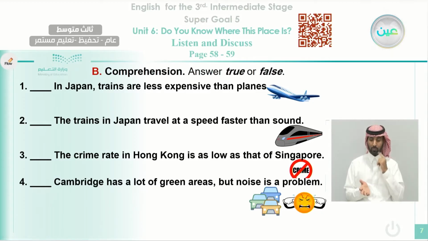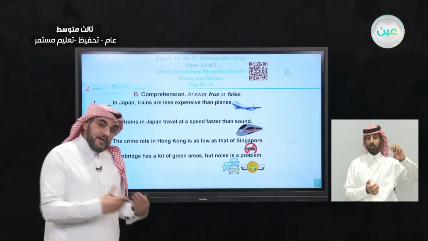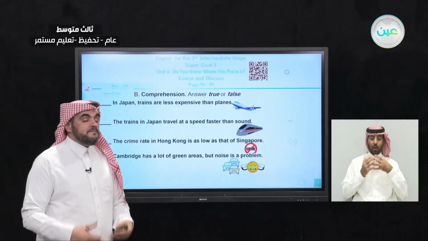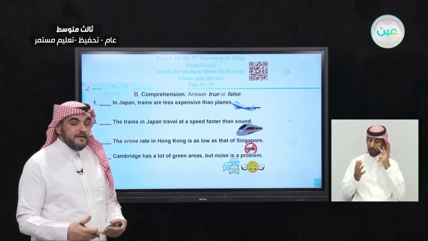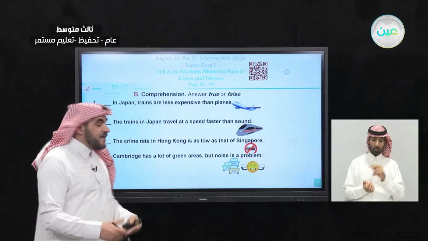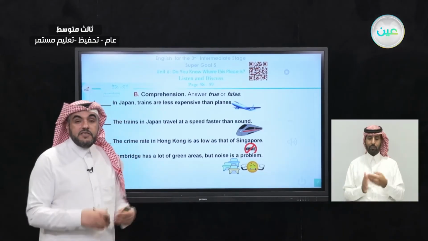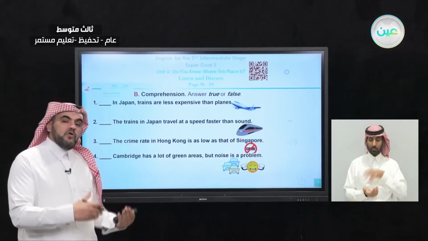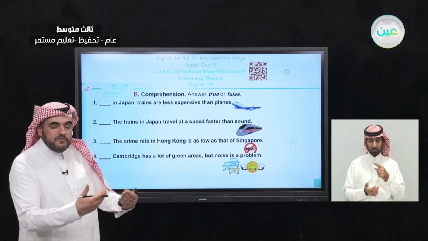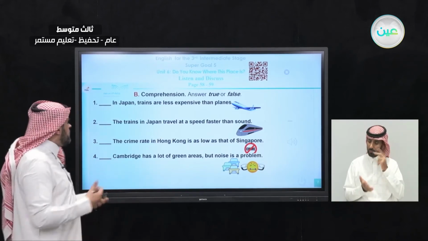In number 4, Cambridge has a lot of green areas, but noise is a problem. When you go to Cambridge, this is a university. You will find out where this university is in reading and listening. Here it says there is noise in this area, in this city. Do you think that's right or not right? If it is right, you write true, or if it is incorrect, you write false.